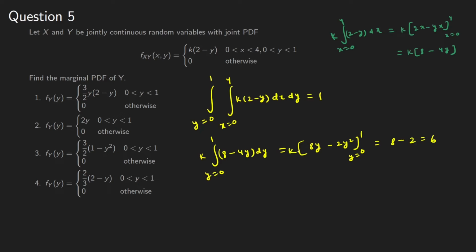But we left k everywhere, so it will be 6k finally. And it should be equal to 1. So it means the value of k will be equal to 1 by 6. Now we can put this value of k in the joint PDF, and through that we will have the complete information about the PDF, and using this we can calculate the marginal PDF of y.